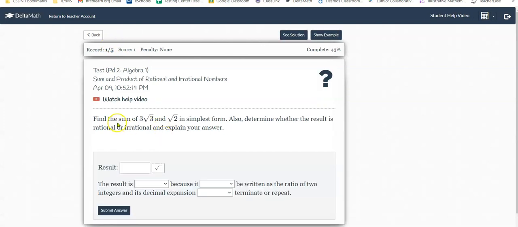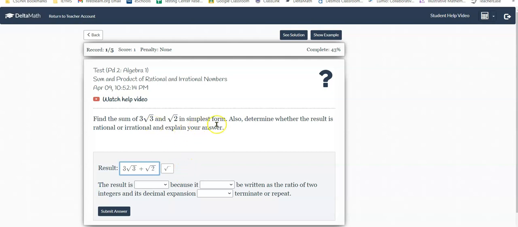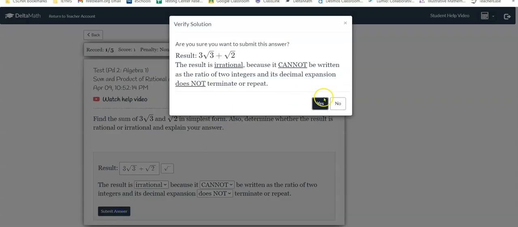Let's try this next one. Find the sum of 3 square roots of 3 and the square root of 2. You actually cannot simplify those, so the answer is 3 square roots of 3 plus square root of 2. It actually cannot be simplified any further. And that is definitely irrational because both of those numbers cannot be written as a ratio of 2 integers, and they do not terminate or repeat.